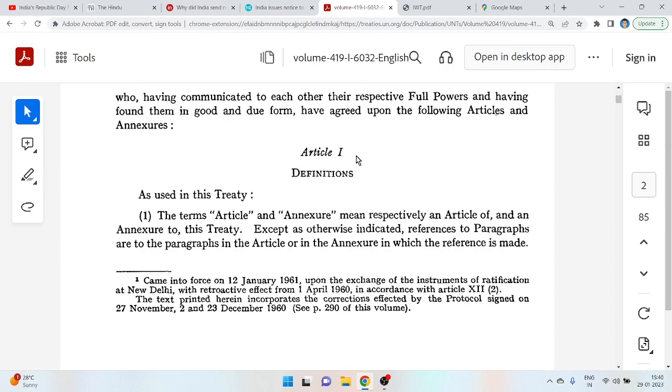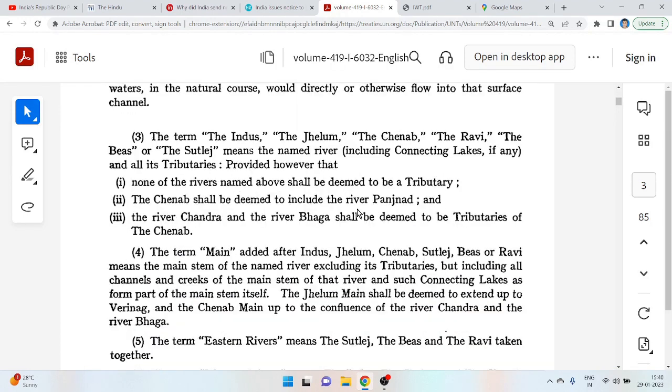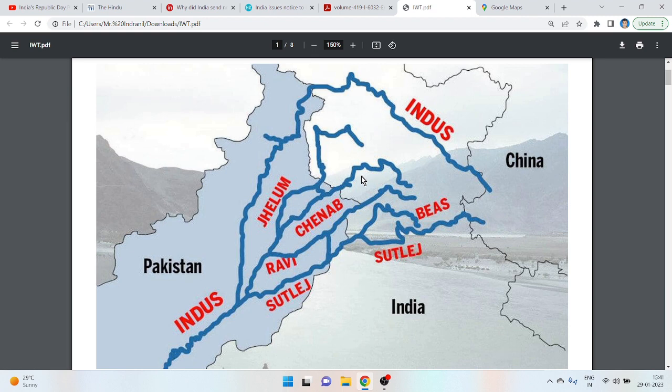Now, Article 1 says the following; I will only tell you the important points. The terms the Indus, the Jhelum, the Chenab, the Ravi, the Bias or the Satluj mean the named river including connecting lakes if any and all its tributaries. Okay, all its tributaries means India is not constructing a big dam on the Indus, but if India constructs a big dam on any other tributary of the Indus, that is also prohibited. India cannot construct any kind of big project on any tributaries of these rivers also.